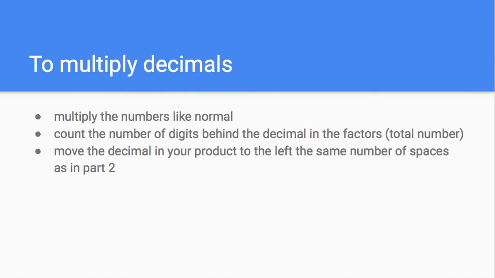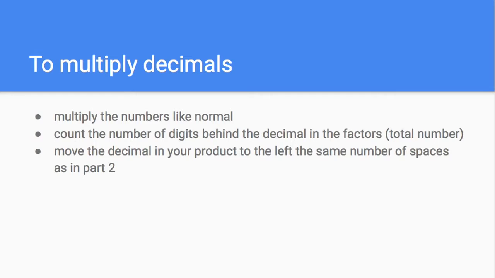So in order to multiply decimals, what you do is you first set up the problem and multiply your numbers like normal. So just ignore the decimal points, act like they're not there, and multiply your numbers. And then you're going to count the number of digits behind the decimal in the factors. And you're looking for the total number. So you're going to have to look at both numbers that you are multiplying. Those are your factors, the two numbers that you're multiplying. And find how many digits, how many numbers come after a decimal point total.